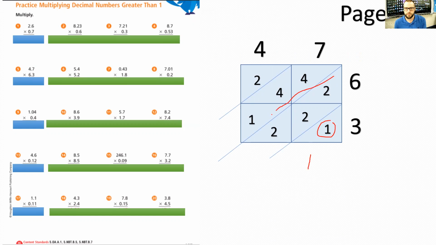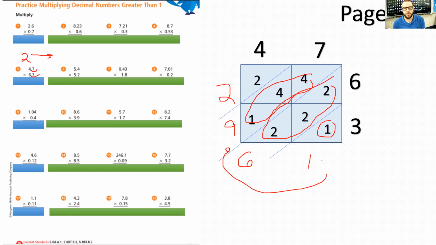1, 6, 9, 2. Now our answer would be 2,961, but remember, it had decimals. How many spots? 1 and 1. So we kick it this way, 2 spots to get rid of it, and it's going to boomerang back to. So the answer is 29 and 61 hundredths. 29 and 61 hundredths.